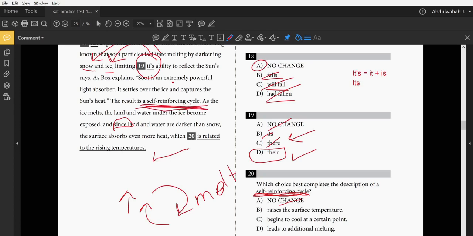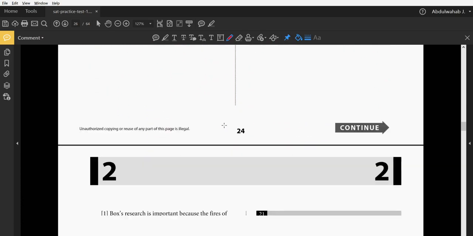So this doesn't raise the surface temperature, and it begins to cool at a certain point. Well, sure, but that's not the point being made here. "It leads to additional melting." So when the surface absorbs even more heat, this will lead to more melting. So that's the answer we're looking for that is related to the information given before.